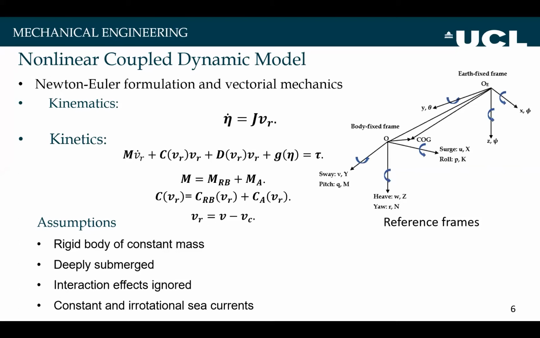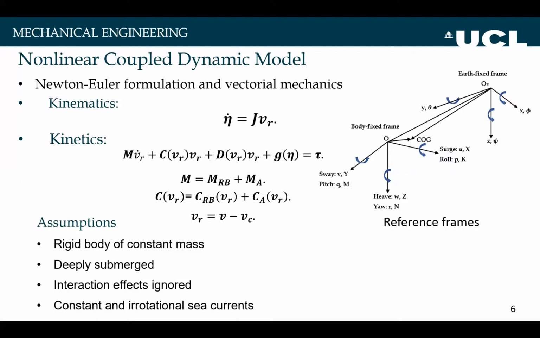The dynamic model consists of the kinematics and kinetics. The kinematics describe the motion of the system without including the forces and moments, which are then taken up by the kinetics. The kinematics gives the change of the position and orientation of the system, and that is equated to the relative velocity in this case, which is the difference between the actual velocity and the sea current velocity, multiplied by the transformation matrix, so that we get the change of position and orientation in the earth fixed frame.